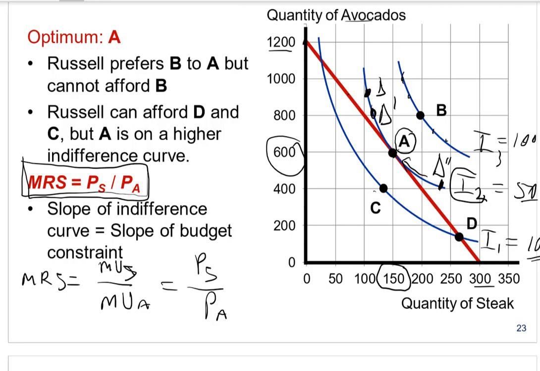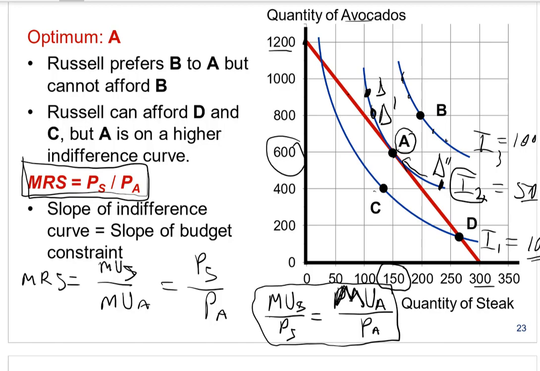A bit of rearranging gives us MUS over PS equals, in this case we now move MUA to the numerator of the other side, MUA over PA. So this would be our nice equality. It has a nice interpretation. At this optimum, the marginal utility per dollar spent on steak equals the marginal utility per dollar spent on avocado.